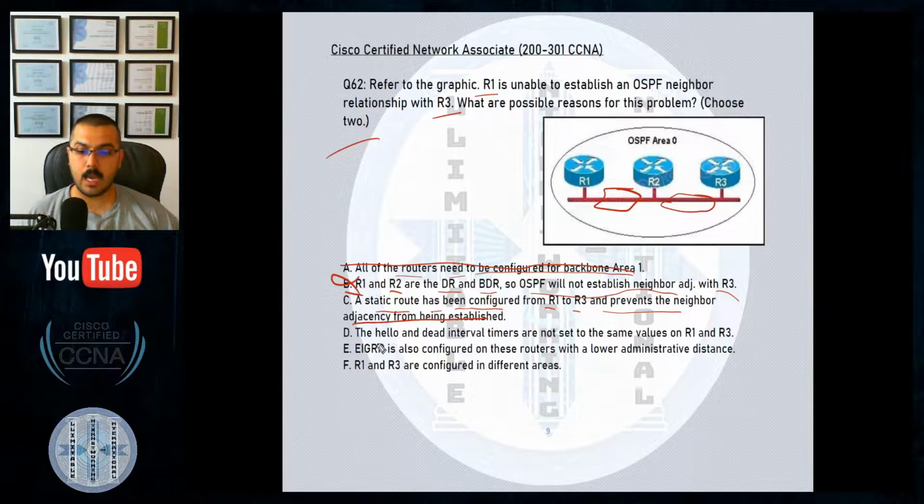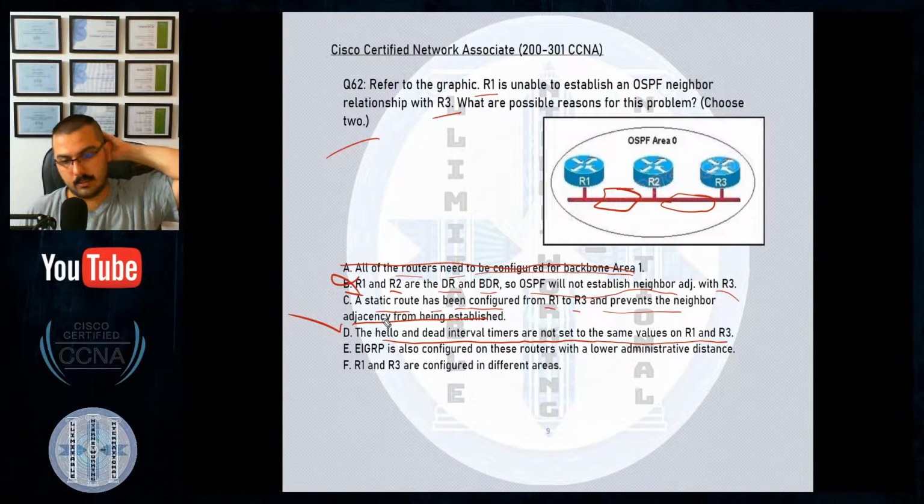Hello and dead interval timers are not set to the same values on R1 and R3. Definitely correct. Can that be? Yeah, that can be. Why not? Because if this one was advertising a hello timer of 5, and on this certain interface it's 5, from another interface it's 10 to 10, there will be a problem. Yeah, it should be matching mostly.